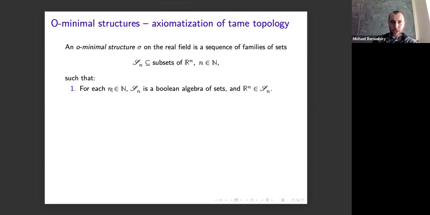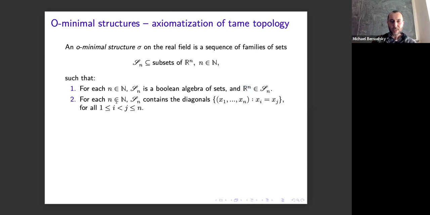For each n, this collection of sets is a Boolean algebra. Namely, if you take two sets and take a union of them, it still has to be in this S_n. The same holds for complements and intersections. And R^n also has to be there.